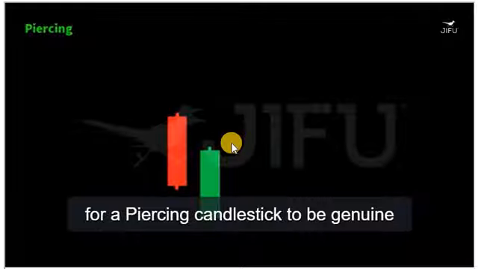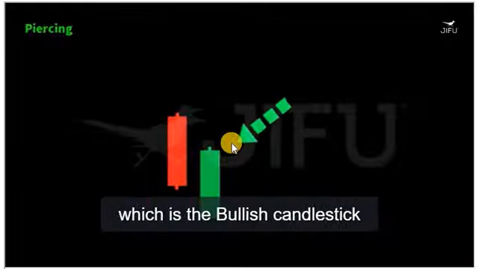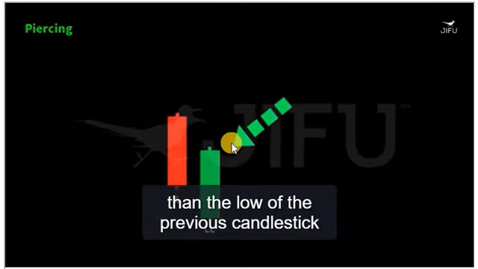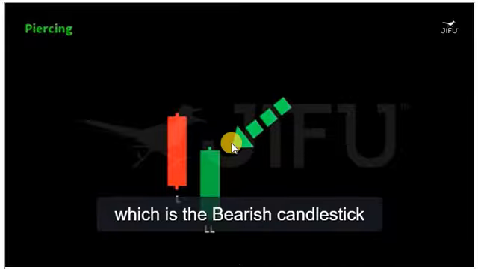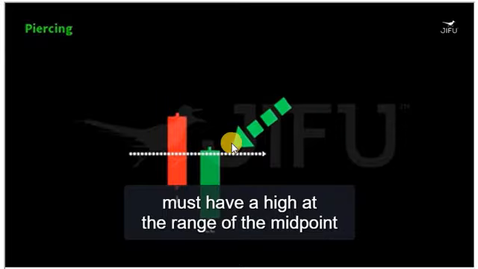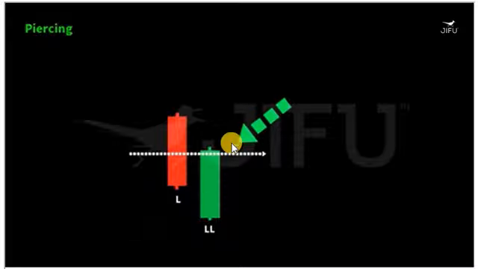For a piercing candlestick to be genuine, the next candlestick, which is the bullish candlestick, must have a lower low than the low of the previous candlestick, which is the bearish candlestick. Also, the bullish candlestick must have a high at the range of the midpoint or slightly above the previous candlestick, which is the bearish bar.